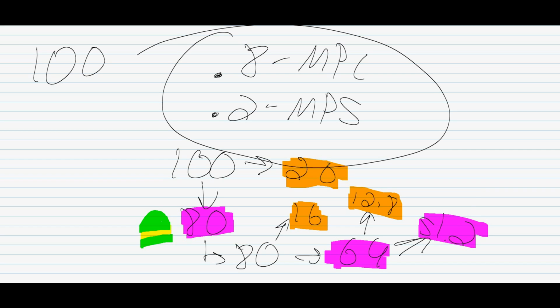And this keeps going on and on and on until eventually that money goes to so little that it's like a penny, you can't even spend it. Okay, so that brings us to the multiplier effect.